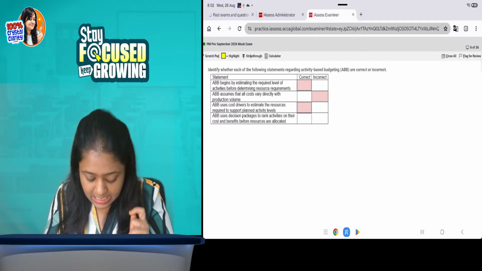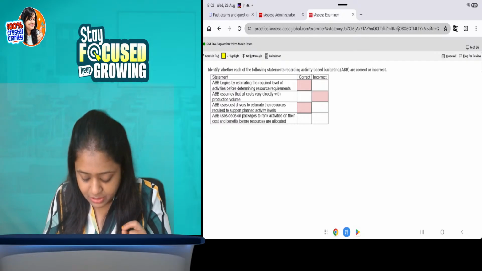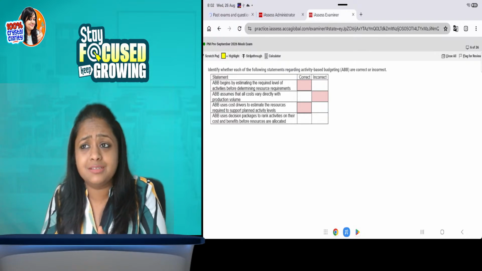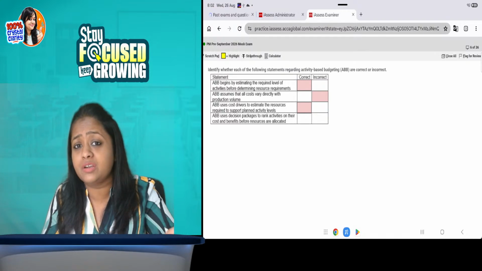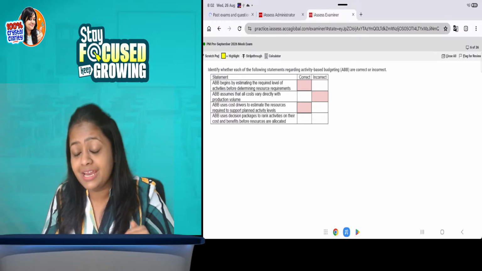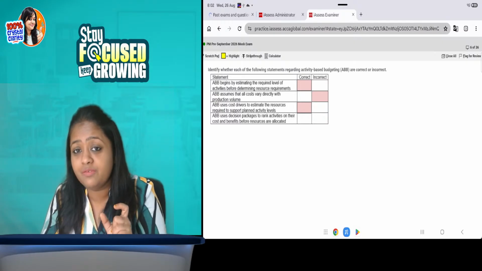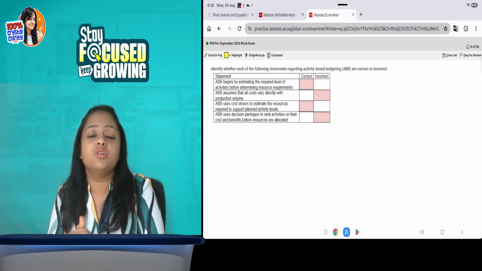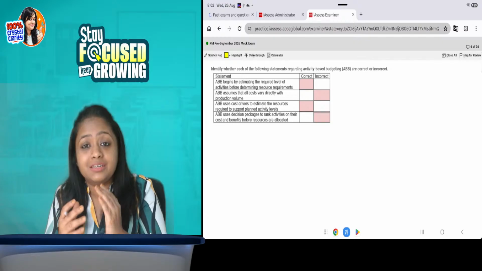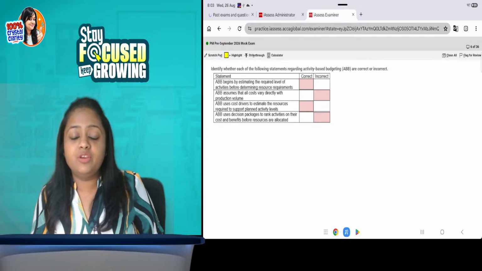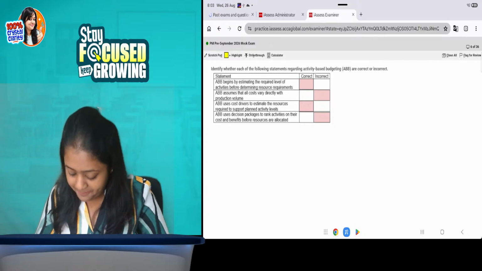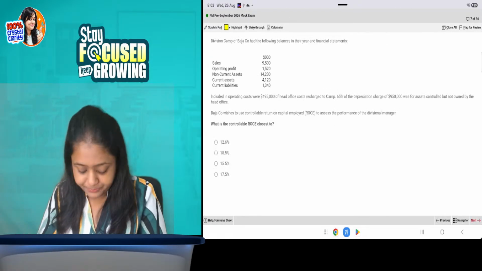Always. ABB uses decision packages to rank activities. Stop. Decision packages and ranking activities is a part of ZBB, right? Not ABB. These two keywords tell me this point is wrong. This is how you are also going to get the answers done in your exam. Only when you get all these 4 points correct, you will get 2 on 2. Okay, let's go to the next one.